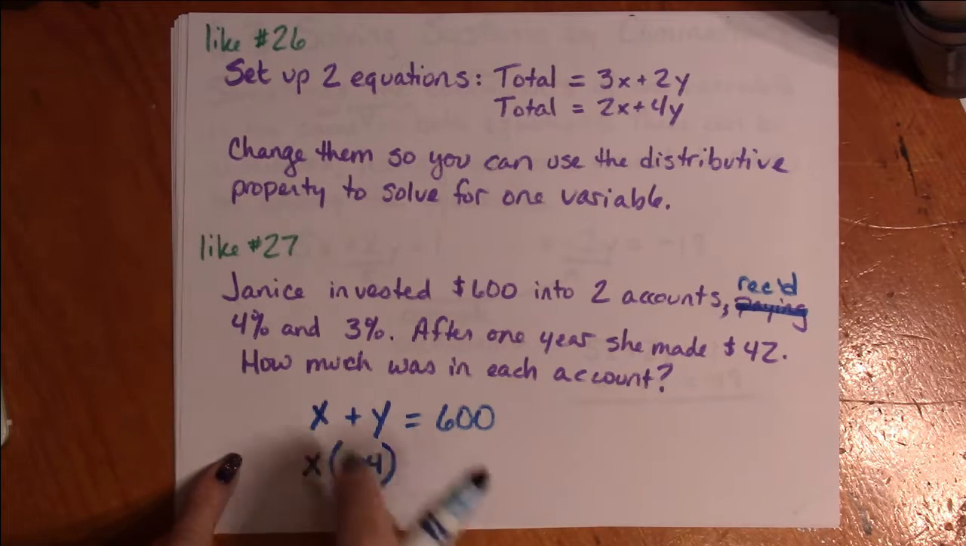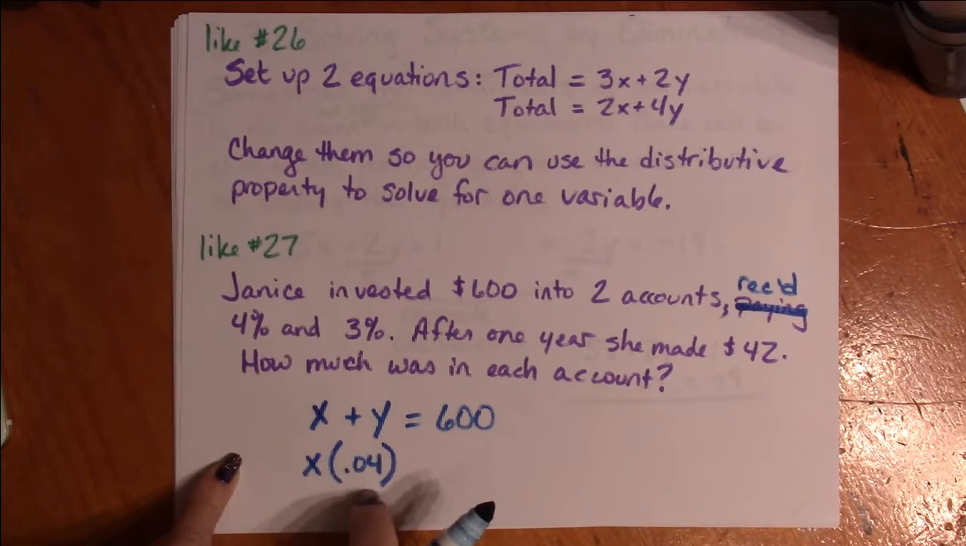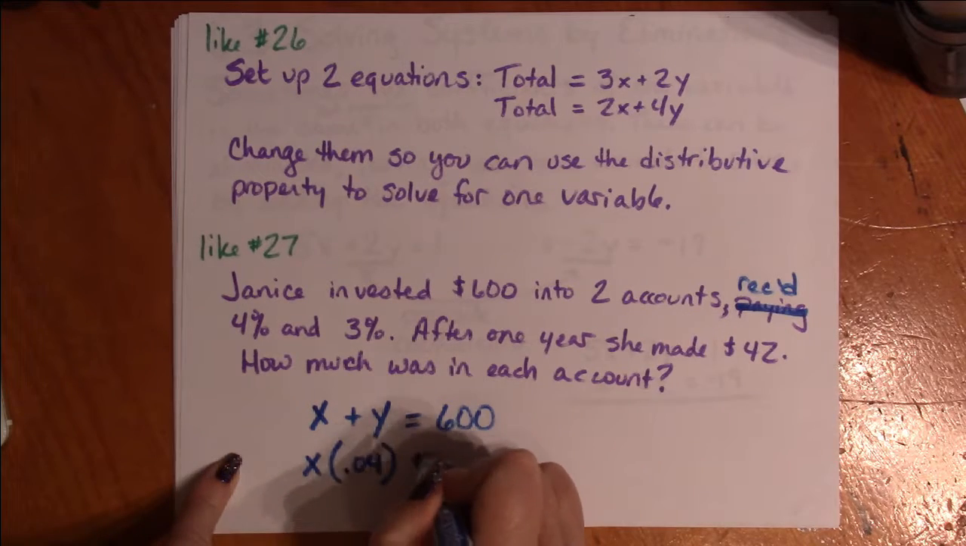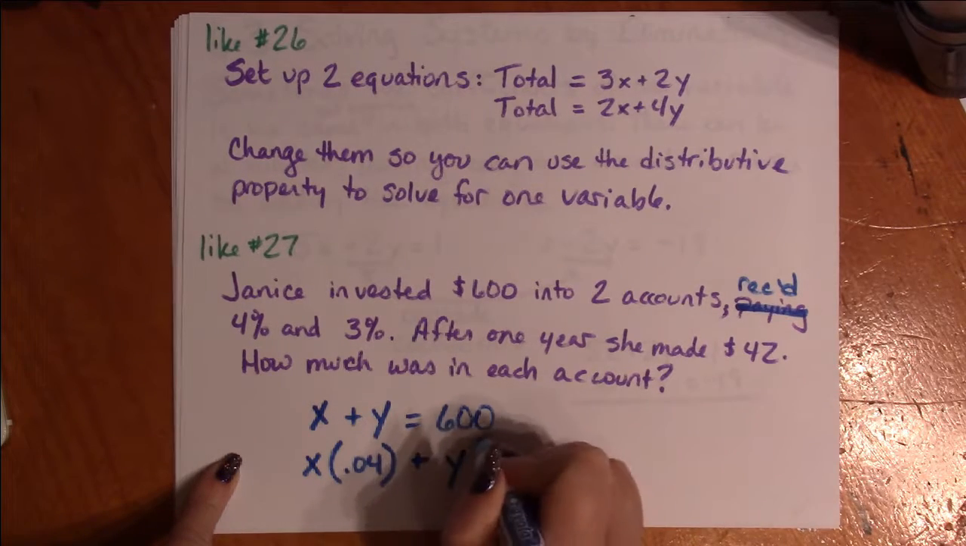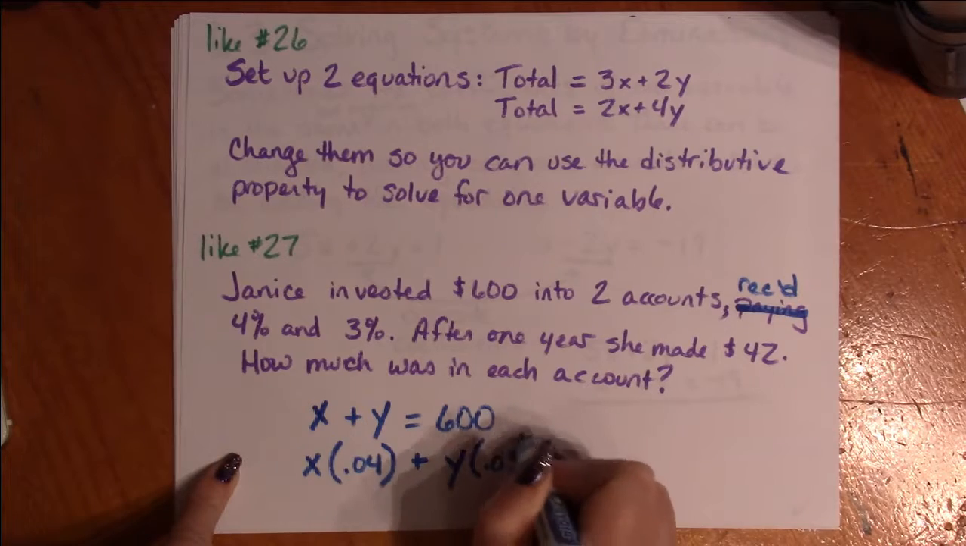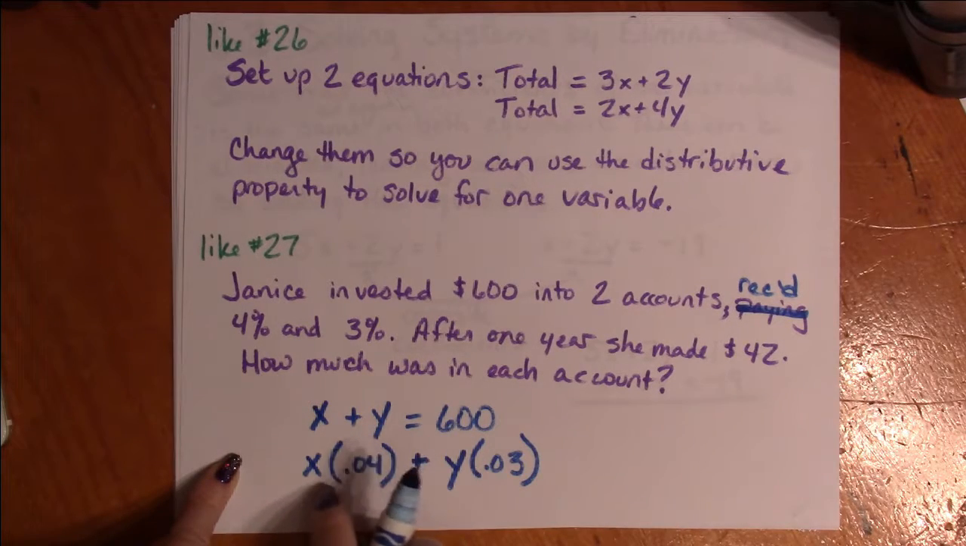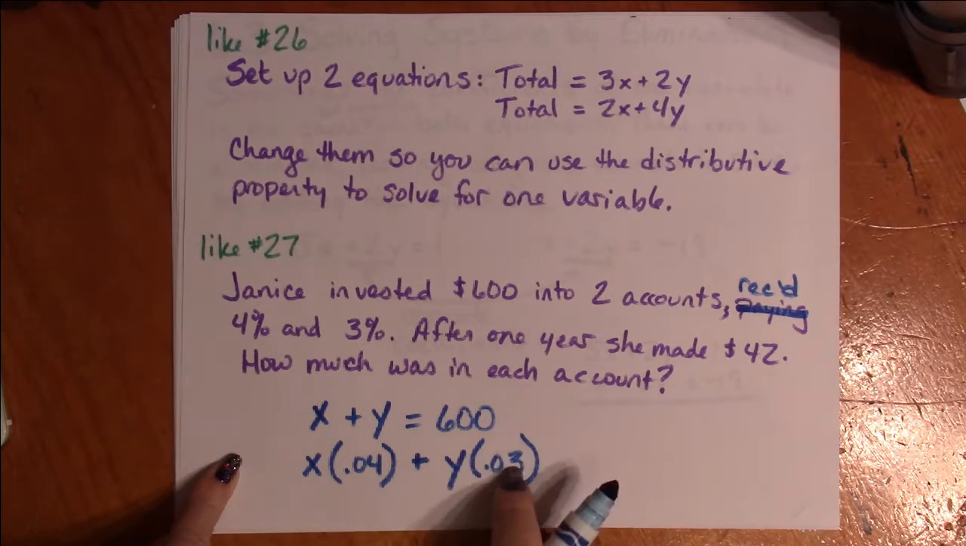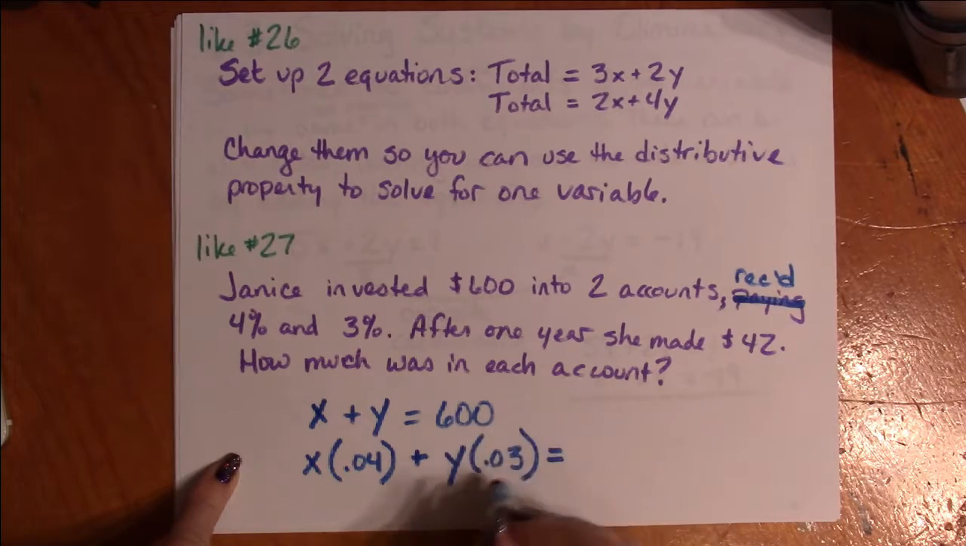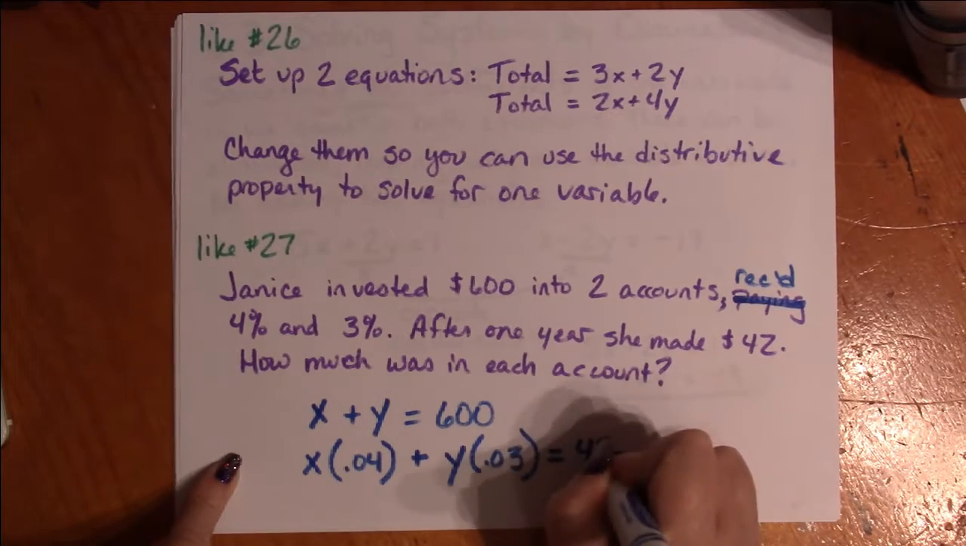And we know that X amount of dollars times 0.04, because remember, percentages are really just decimals, and you can't do math with percentages, you have to do math with decimals, plus the amount of money in the Y account times 0.03. This is the interest she got off the X account, and this is the interest she got off the Y account, and when you add those two bits of interest together, you get $42.